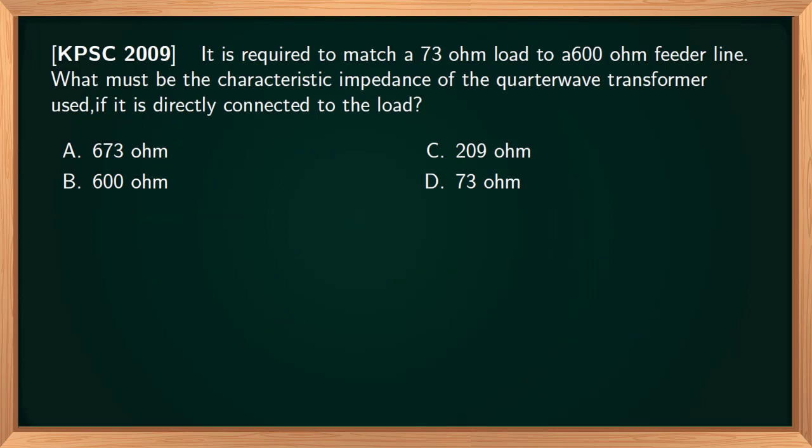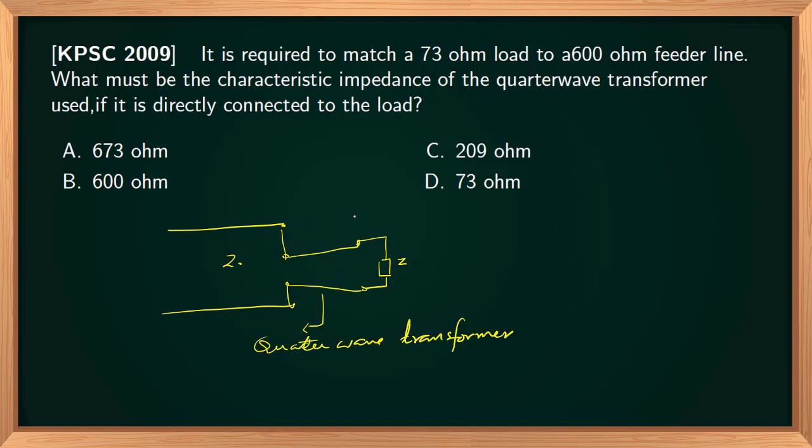It is required to match a 73 ohm load to a 600 ohm feeder line. What must be the characteristic impedance of the quarter wave transformer used, directly connected to the load? Theory of the quarter wave transformer: if we use a transformer of length lambda by 4 to connect a line with characteristic impedance Z0 to a load impedance ZL, then the characteristic impedance of the quarter wave transformer Z0' equals the geometric mean of the characteristic impedance of the line and the load impedance ZL.